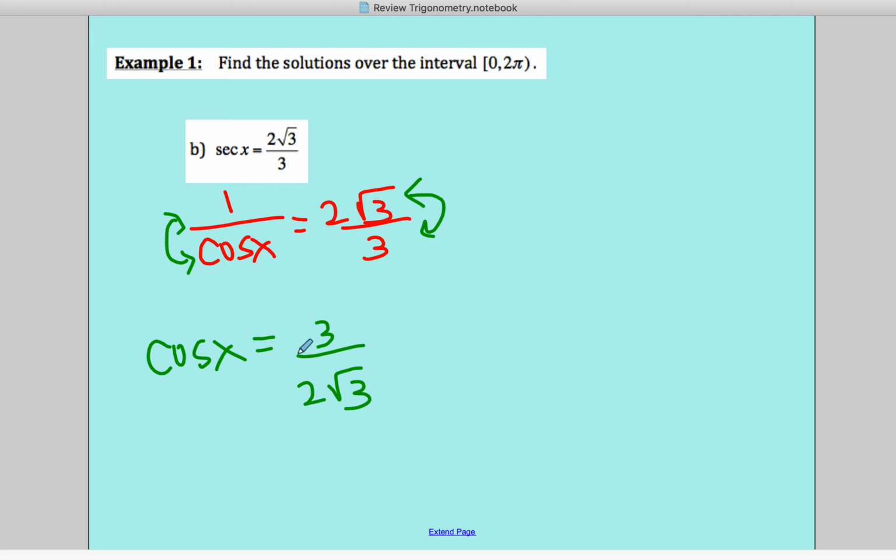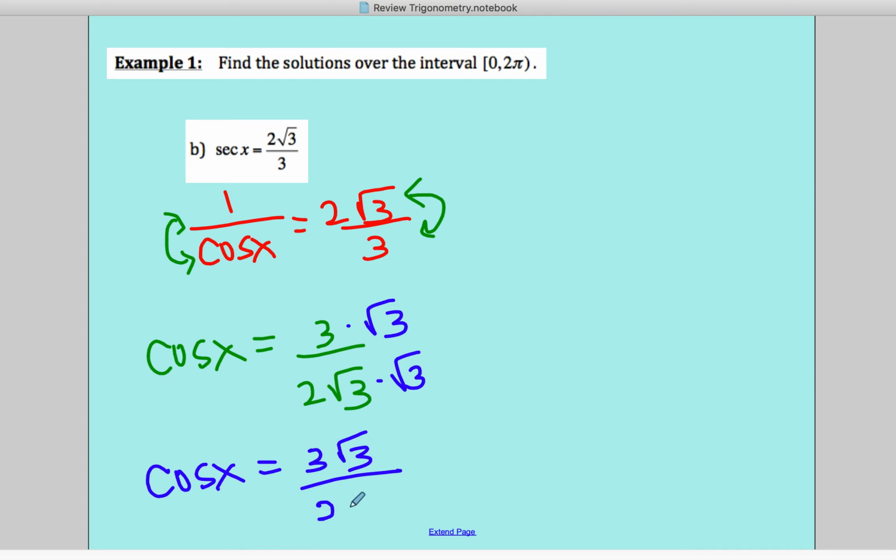Now this is not a value that's on my unit circle, so what I would do is rationalize. Multiply top and bottom by the square root of 3. So now I have cosine of x equals 3 root 3 all over 2 times the square root of 3 times the square root of 3, which is the square root of 9, which is 3. So 2 times 3 is 6. Then you just need to check, can I reduce this? This 3 and this 6? Yes, I can. This is 1 and 2.